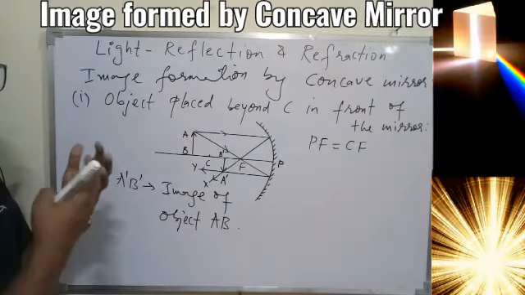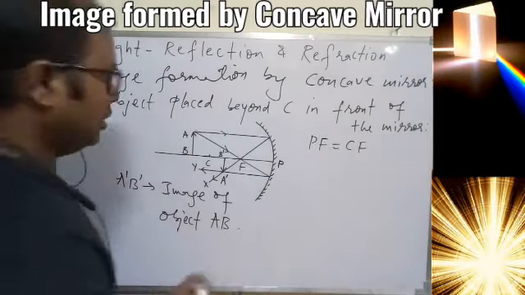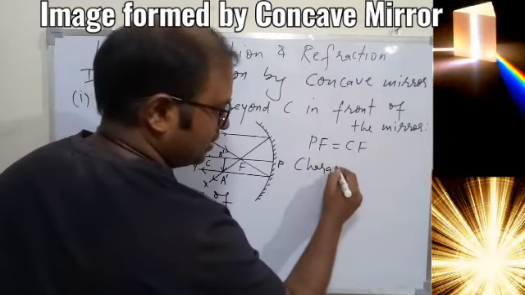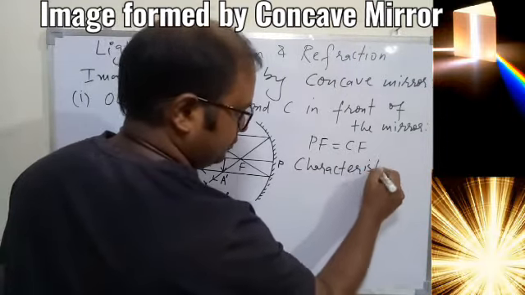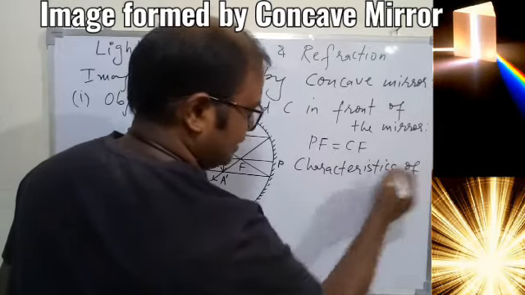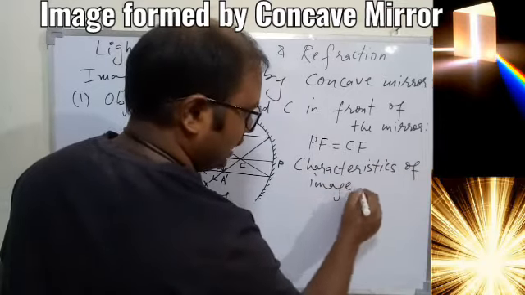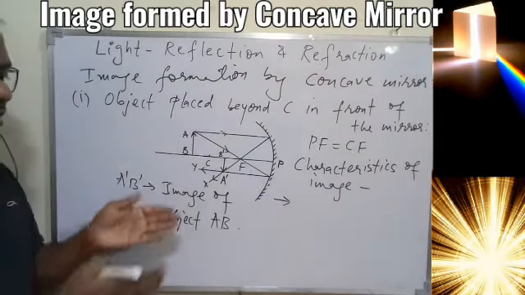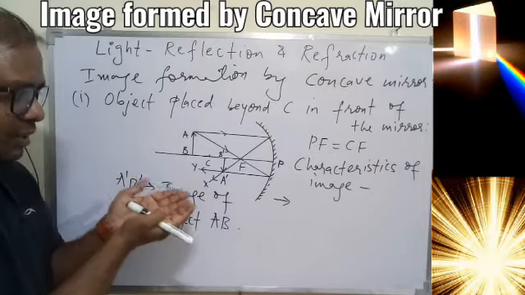Based on the diagram we can talk about the characteristics also. If we talk about the characteristics or nature of the image based on the diagram, very first we understood the rays of light are basically meeting at a point in front of the mirror.